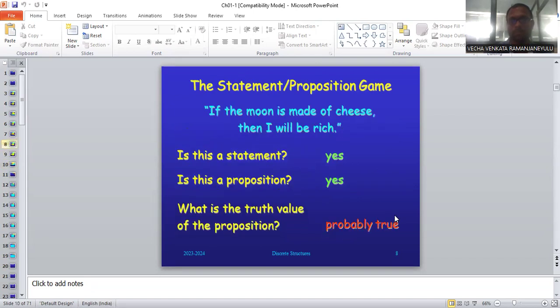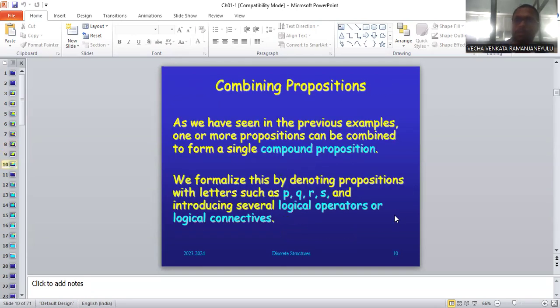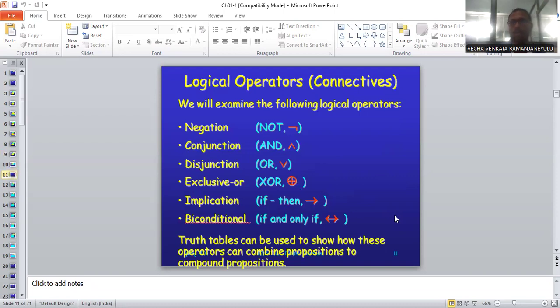Combining propositions. As we have seen in the previous examples, one or more propositions can be combined to form a single compound proposition. We formalize this by denoting the propositions with letters such as P, Q, R, S and introducing several logical operators or logical connectives. Logical operators and logical connectives are both the same.